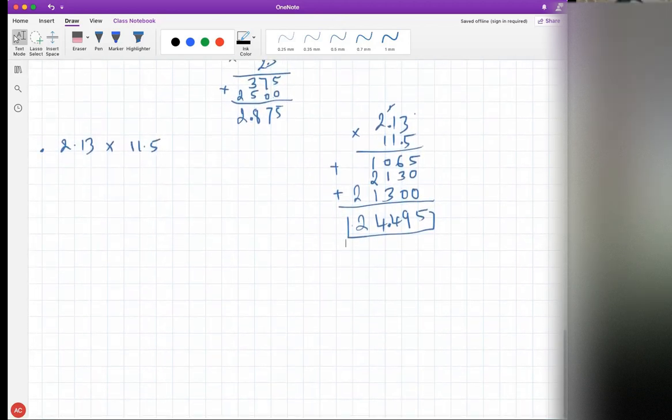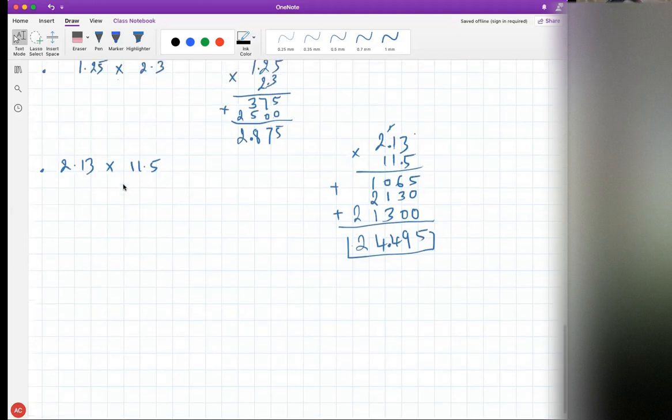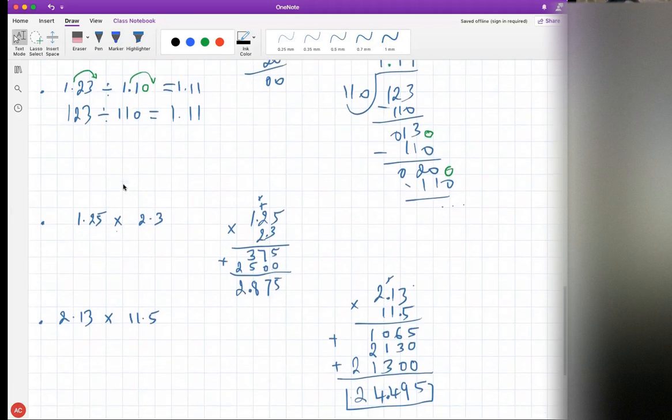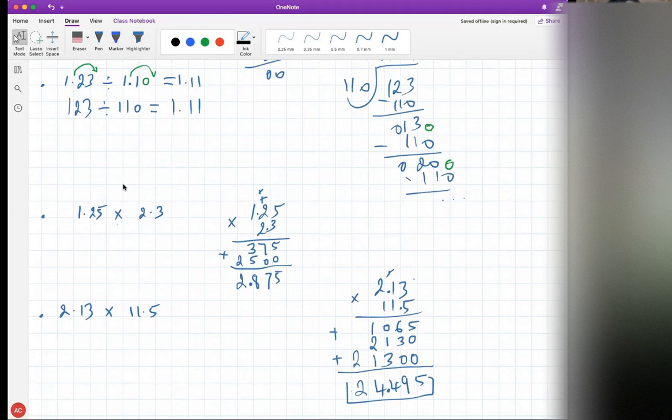Professor, sorry to interrupt you. The last exercise that we did, why did we put the 11.5 first? I was taught differently. I usually choose the higher number, which is 11.5, and then under that 2.13. Well, it's not necessary.